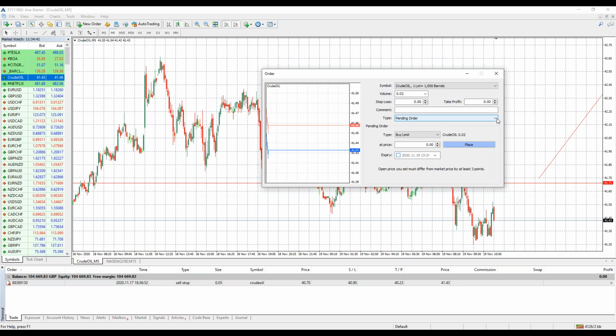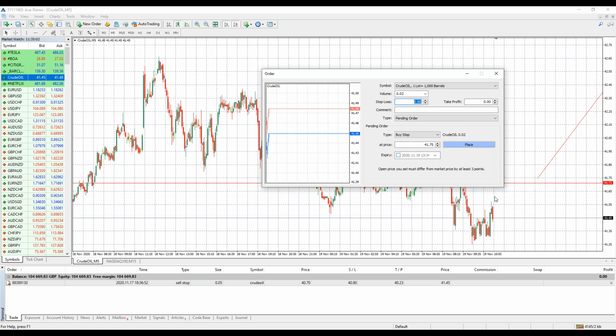So if breaking news comes, it shoots oil up, I'll get in on a buy. It'll hit my buy stop. So I say buy stop 41.75. And my stop loss then would be if it broke back down towards the gap, maybe 41.2.